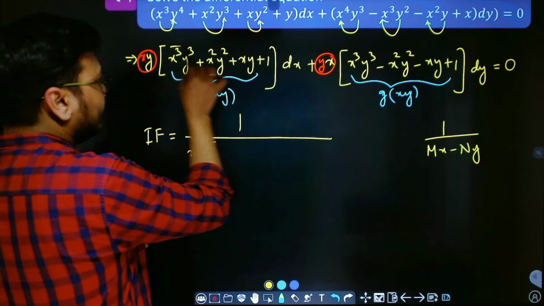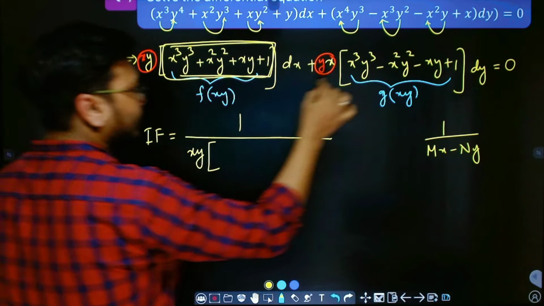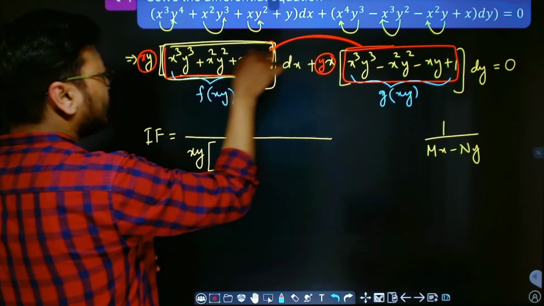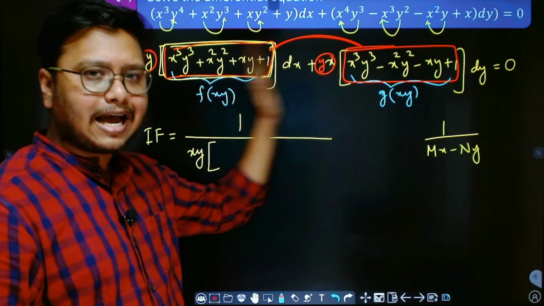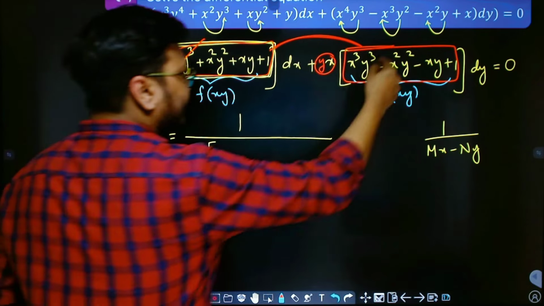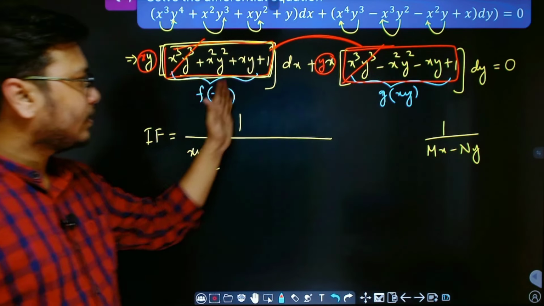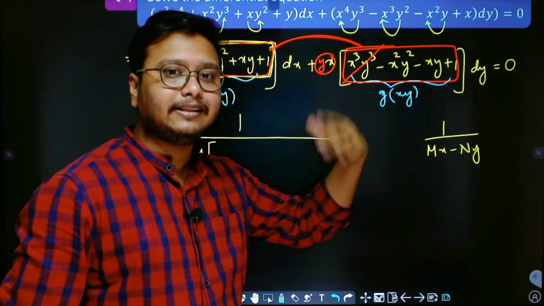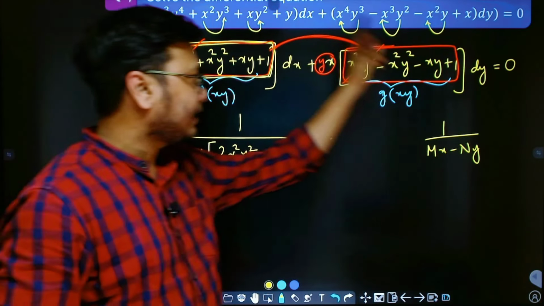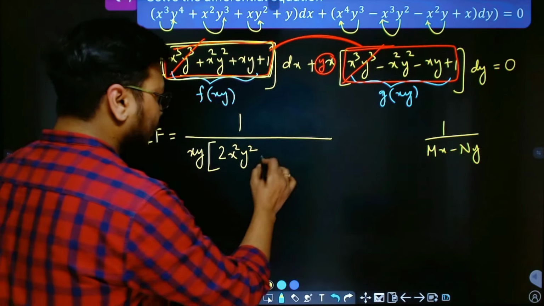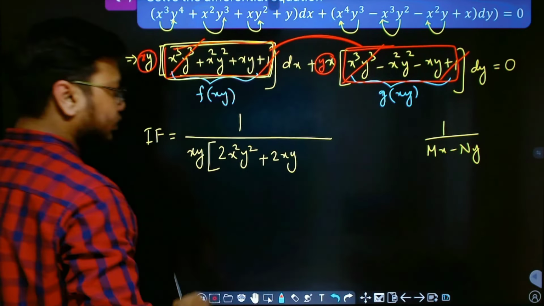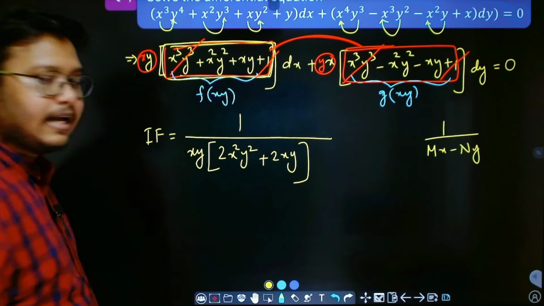So basically I have this minus this, okay? If I do the subtraction of this and this directly, mentally, without writing, x cube y cube minus x cube y cube gets cancelled, right? x square y square minus of minus x square y square gets added up, so 2x square y square. xy minus of minus xy, again gets added up, so plus 2xy. 1 and 1 is again getting cancelled out, so that means this is my integrating factor.